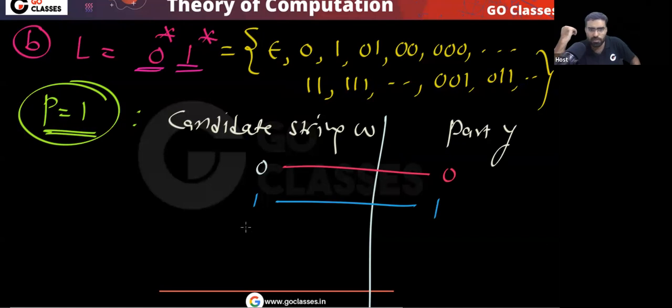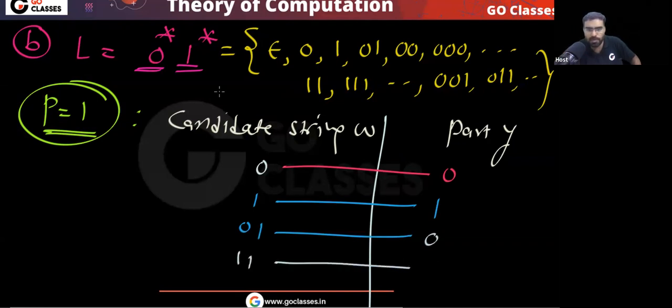What about for this one? What is the pumping part? Pumping part will be 0. I hope all these points are clear. For this string, what will be the pumping part? The pumping part will be 1.